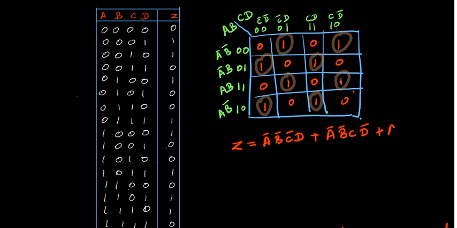This is the worst case. We have the maximum number of minterms, but those minterms cannot be grouped with an adjacent term. This is what I call the worst case K-map. Then for the fourth minterm, it would be A bar, B, C, D. Then for the fifth term, you can clearly see A, B, C bar, D.